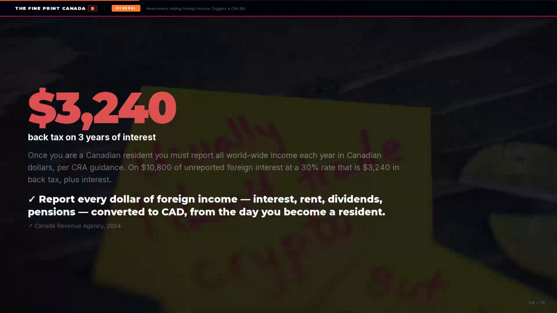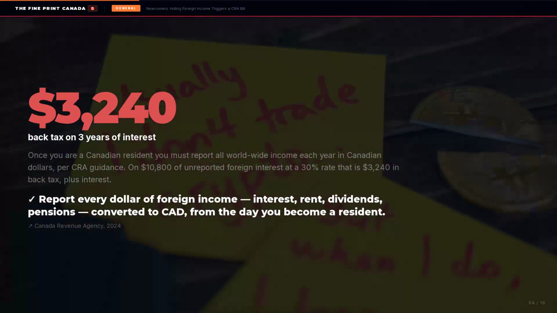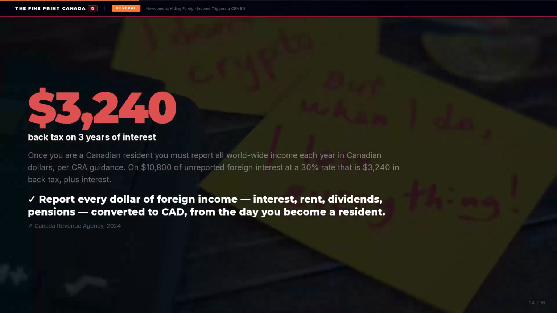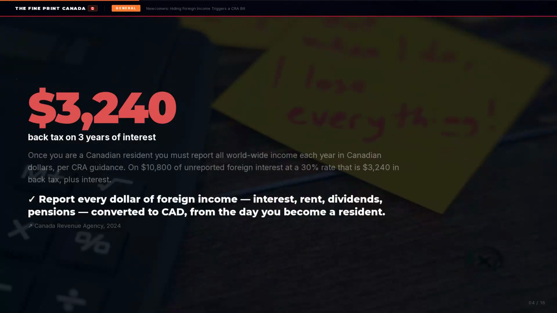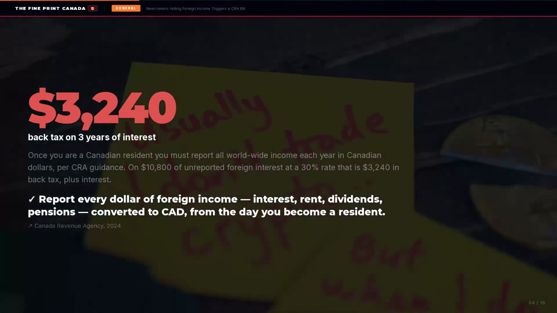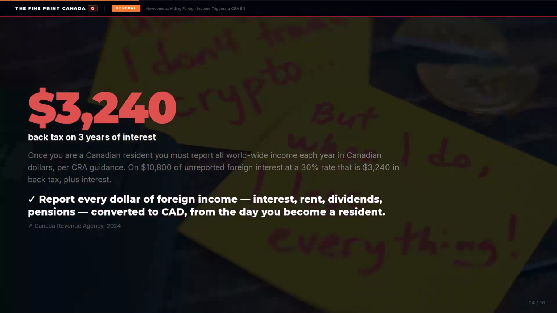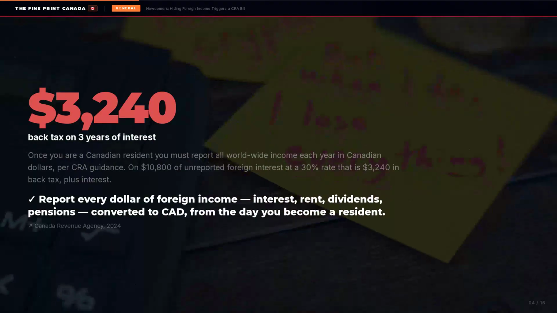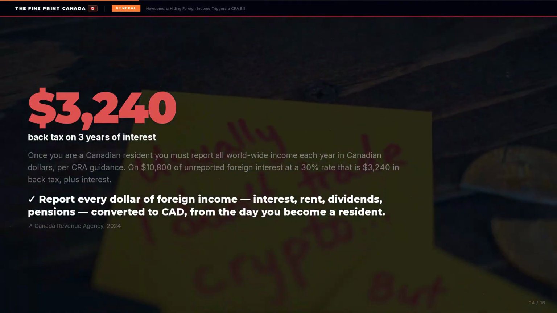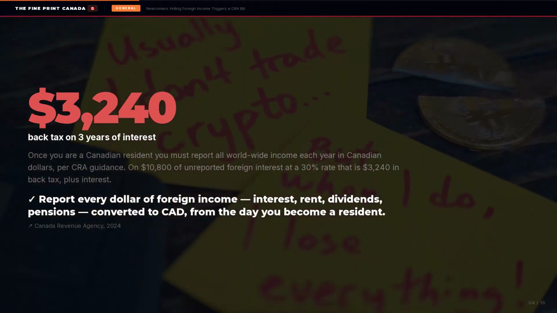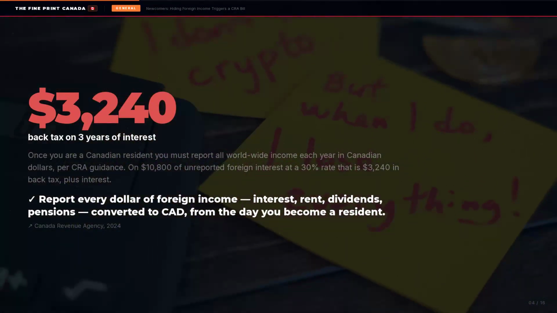The real cost. Once you're a Canadian resident, the CRA requires you to report all worldwide income every year, converted to Canadian dollars. In our example, 3 years of unreported foreign interest, $10,800, creates about $3,240 in back tax at a 30% rate, plus interest according to CRA guidance. The fix is simple. Report every dollar of foreign income from day 1 of residency.